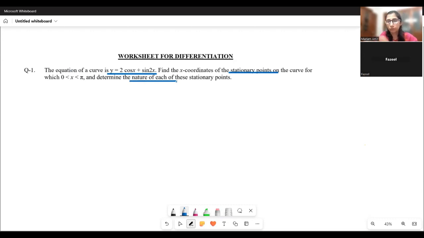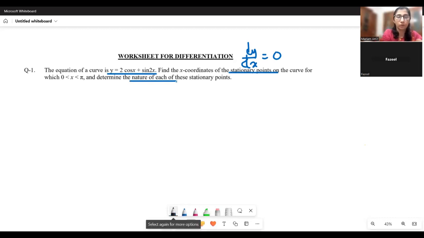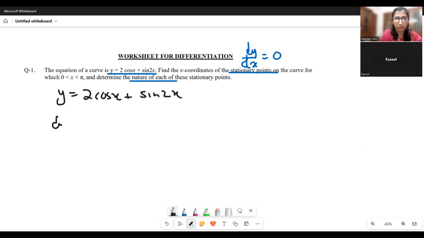All right. So we know that at a stationary point, the derivative or the gradient is basically 0. That means dy over dx is 0. So let's differentiate this. y equals 2 cos x plus sine 2x. Differentiating, we would get dy over dx. 2 is just the coefficient, so it stays 2. Derivative of cos x is minus sine x, plus derivative of sine 2x would be cos 2x times 2.